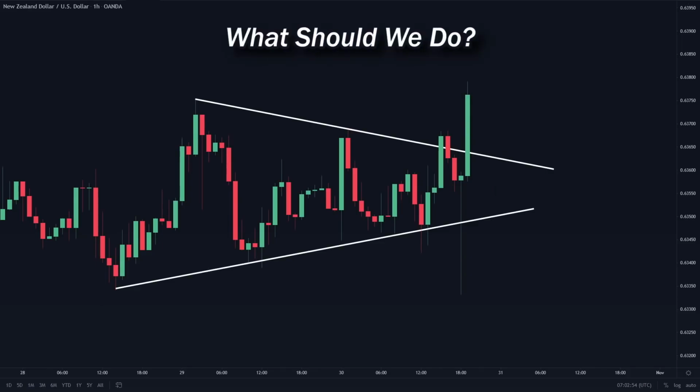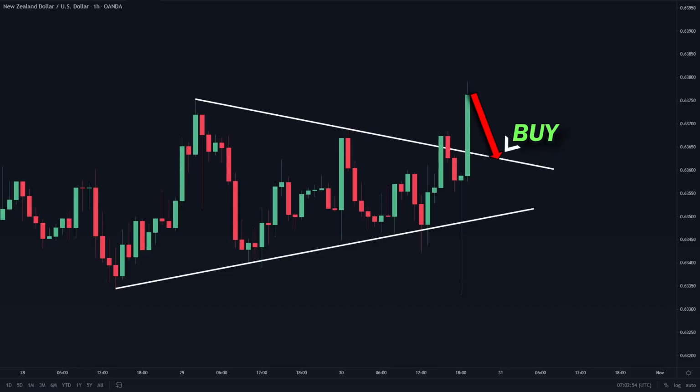And so what should we do? Should we wait for the price to make a pullback before entering, or should we just enter right now? Well, personally, instead of trying to predict what will happen next, what I like to do is position myself so that I'll always have the edge no matter what happens.